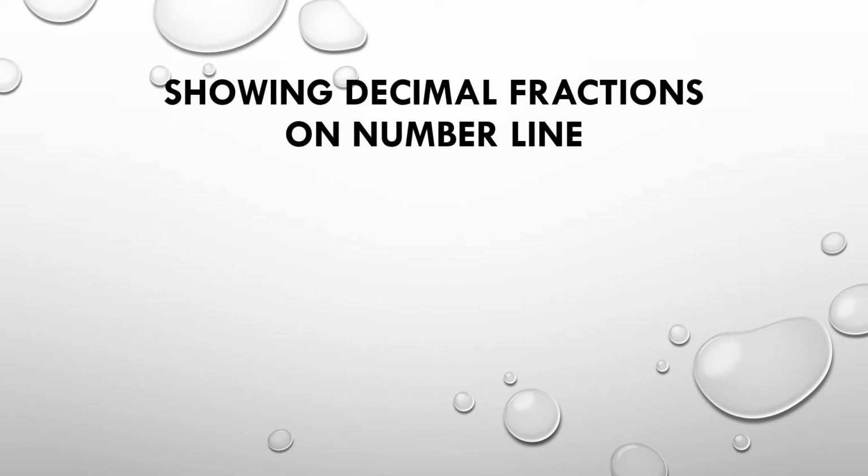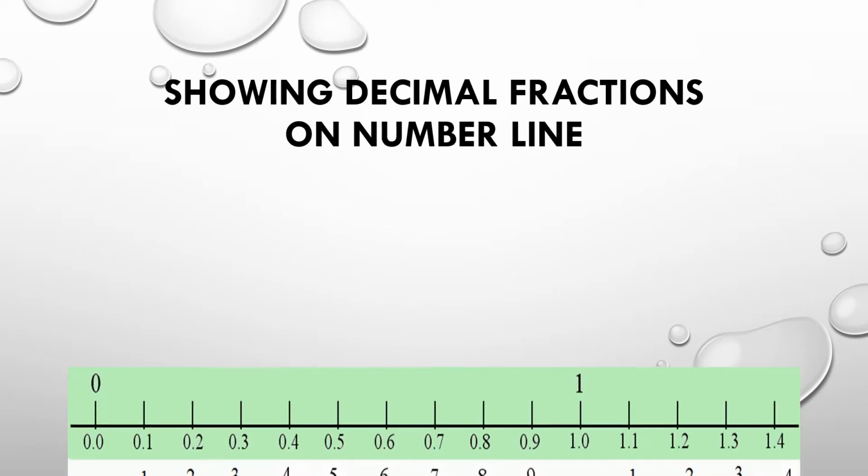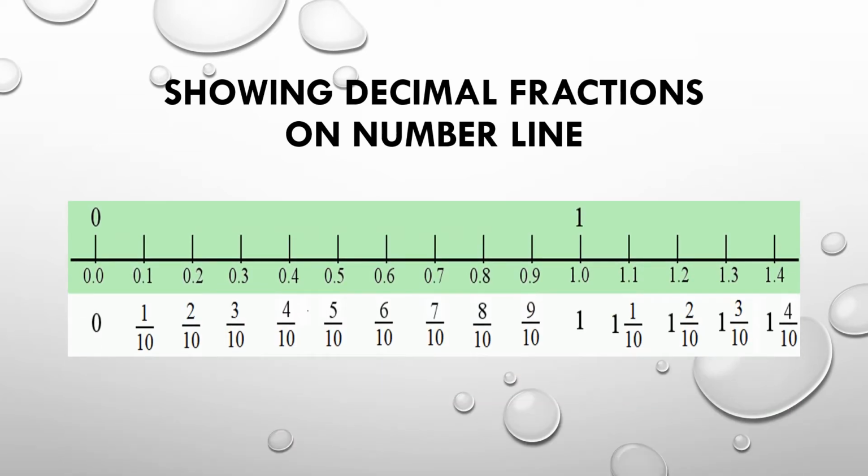Showing decimal fractions on number line. In this number line, we can see common fractions as well as decimal fractions. So when we talk about 0.1, it is also known as 1 upon 10. 0.2 is equal to 2 upon 10. 0.3 is equal to 3 upon 10. 0.4 is equal to 4 upon 10 and so on.